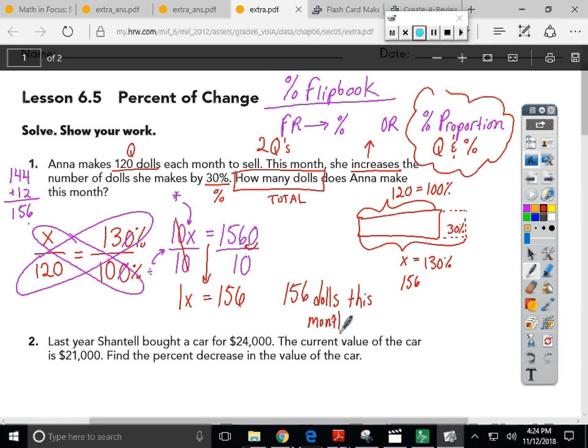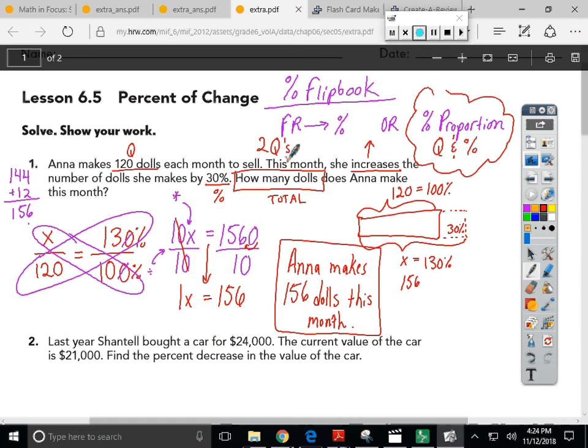And maybe it would be impressive if I wrote a whole sentence. So I might say, Anna makes $156 this month. Final answer. Notice we use percent proportion. It would be very difficult to use this fraction to percent method because I don't have both quantities when I start.